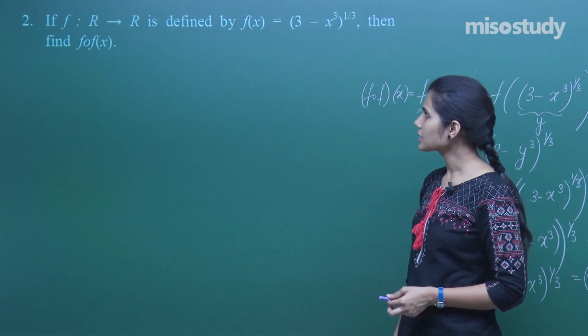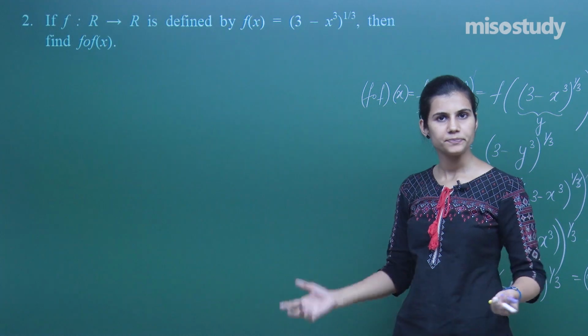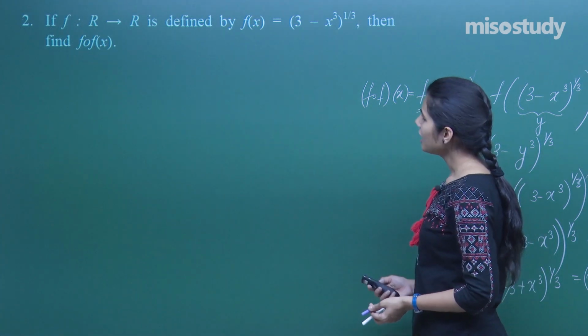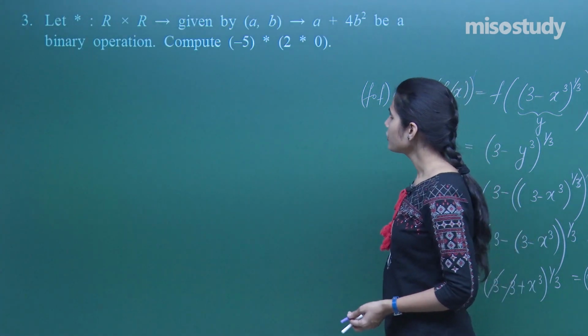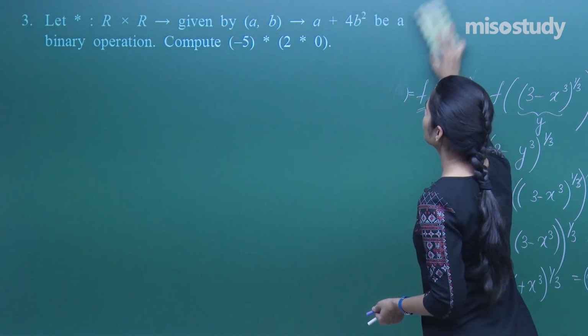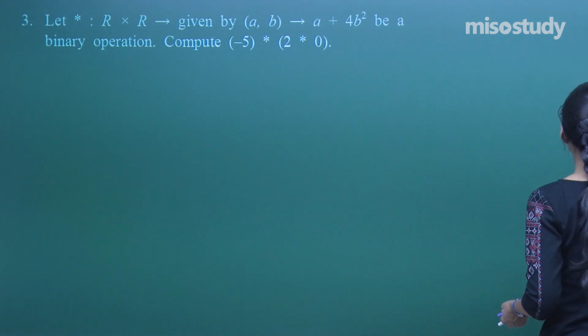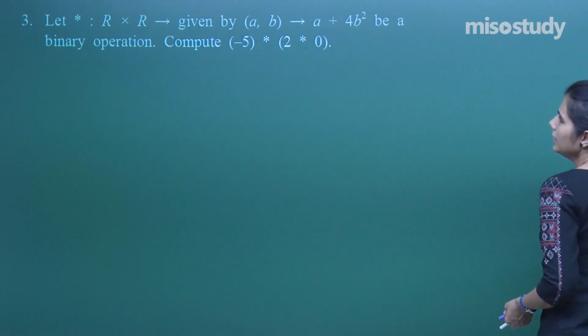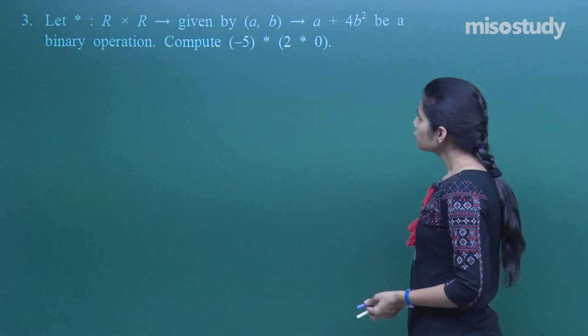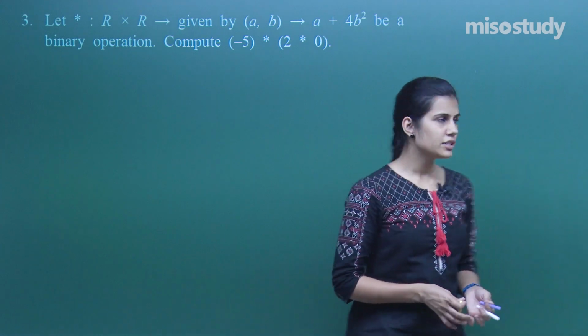So here FOF is coming out to be identity function. Clear? Next we have, let's start from R cross R to R given by A comma B goes to A plus 4B square be a binary operation. Compute minus 5 star 2 star 0. So star's definition is given to you.